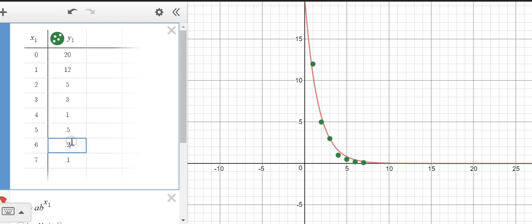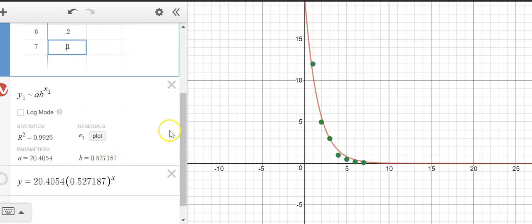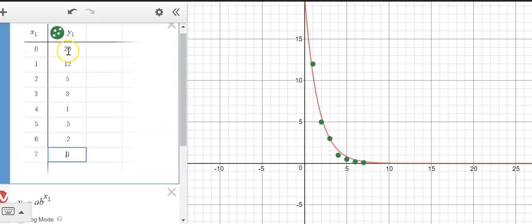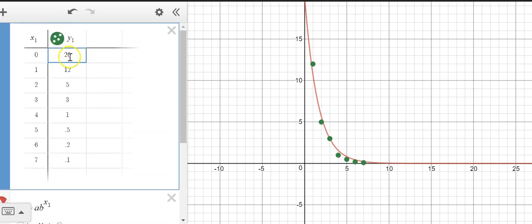0.5 to 0.2 is very close to half. 0.2 to 0.1, we're cutting that exactly in half. So you can see that this b value, this 0.5, is approximately what we are multiplying this number by each time to get this one. Or in this case, we're pretty much just approximately cutting our numbers in half.